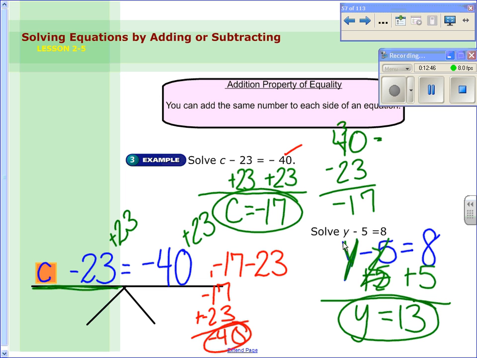Then I check it out. I'm going to put 13 in for y. 13 minus 5 is 8. So I know my answer checks out. All right, so y is equal to 13.